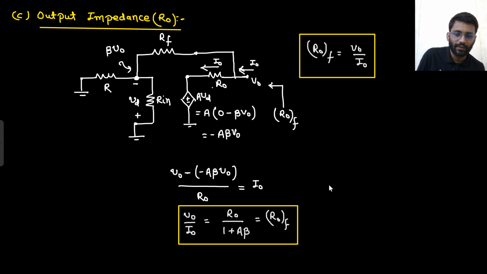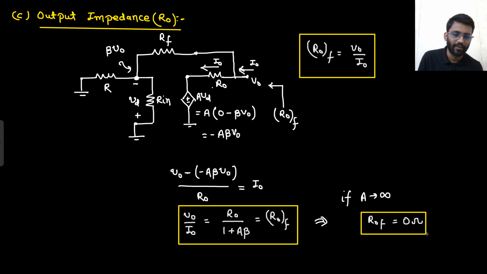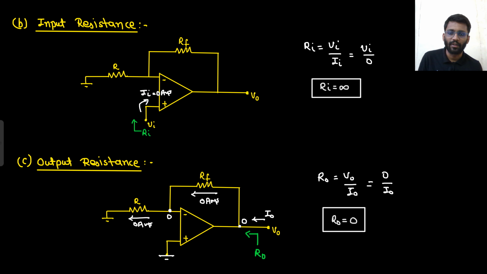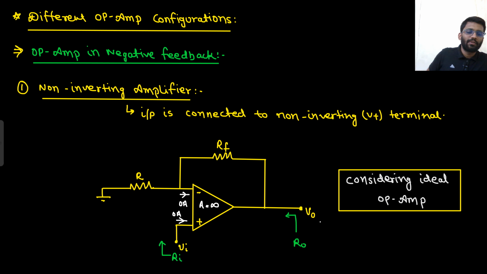Right? And also here I can write, if A is tending to infinity, or if A is very large, what will happen? This value will be infinity. So what will you get? R naught F will be equal to 0 only. And this is what you got previously when we calculated it for the ideal case. R naught was 0 only. So till now what we have studied is the non-inverting amplifier. First we saw the ideal case. In the ideal case, the input current is 0, Rn is infinity, R naught is 0, and the gain is also infinity.